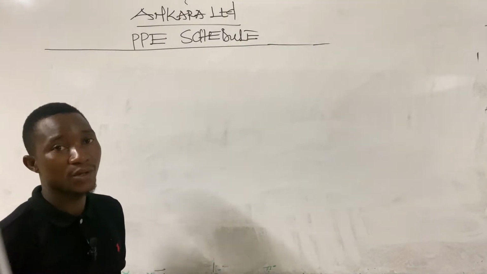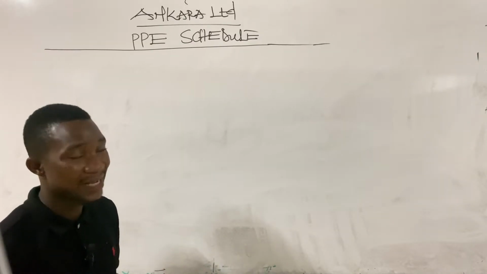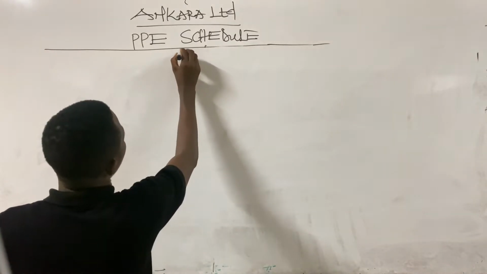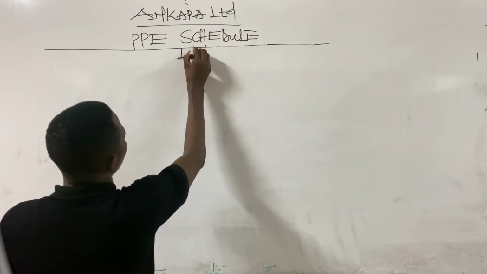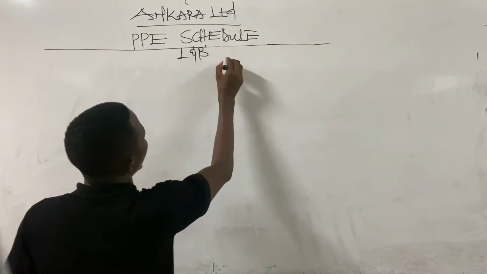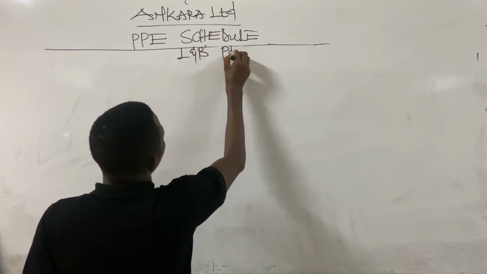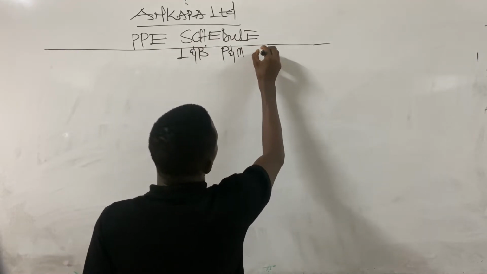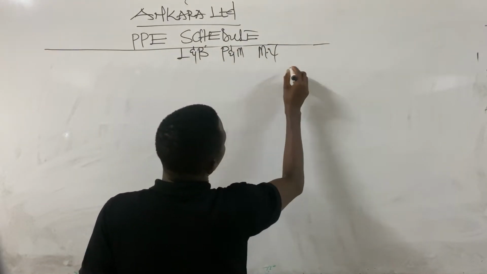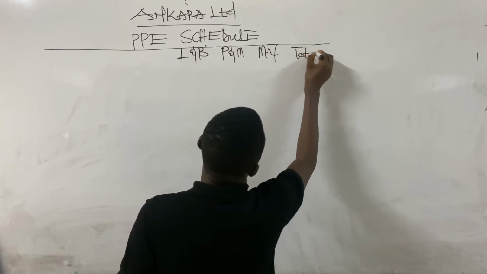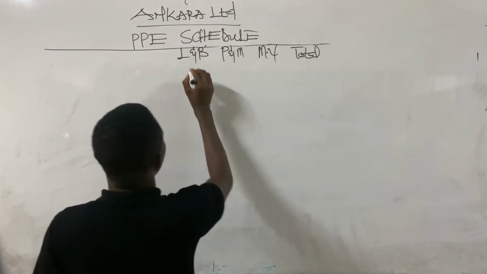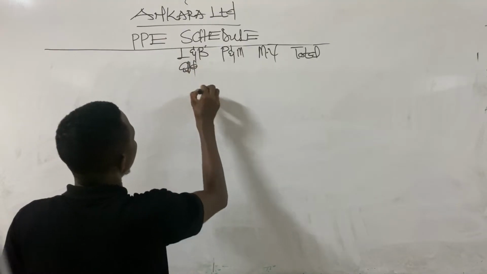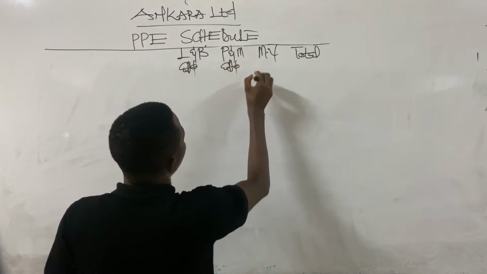So with the PPE schedule, we have three different assets. Okay, so we have land and building, we have plant and machinery, we have motor vehicles. Then we consider the totals as well. Is that okay? And the currency sign is Ghana cedis.